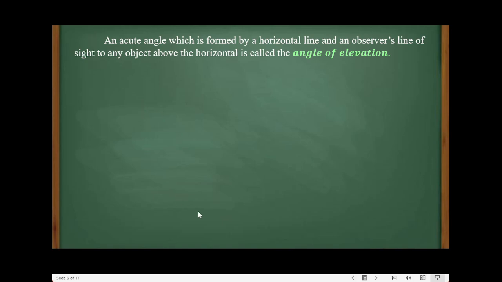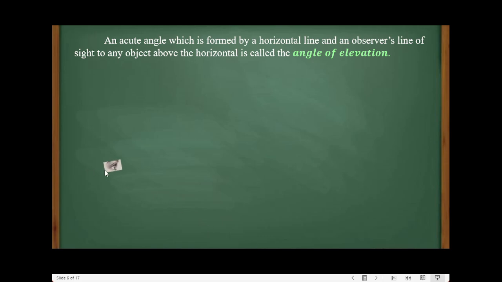Now we go to the next part of this topic. Now we talk about the two angles. First one is the angle of elevation. Then later on, I'm going to discuss the angle of depression. Now let us take this angle first. An acute angle which is formed by a horizontal line and an observer's line of sight to any object above the horizontal is called the angle of elevation. Now, for you to fully understand the definition of such angle, let us have the diagram or the illustration.